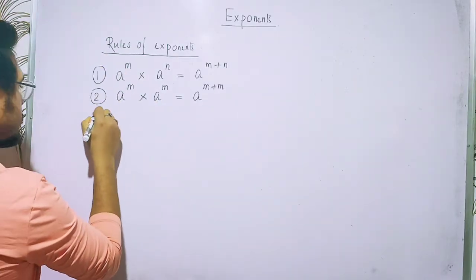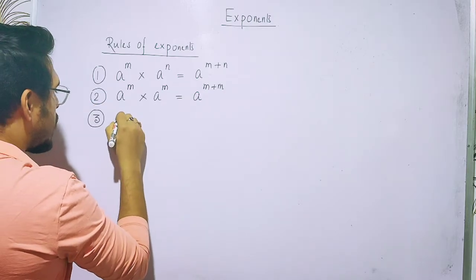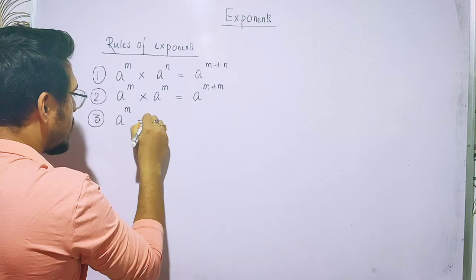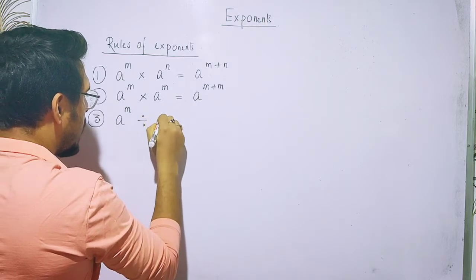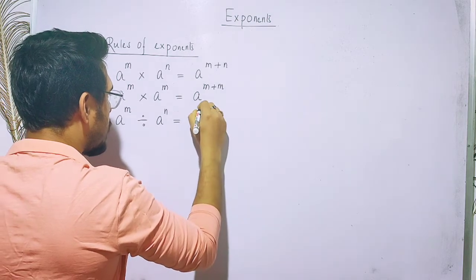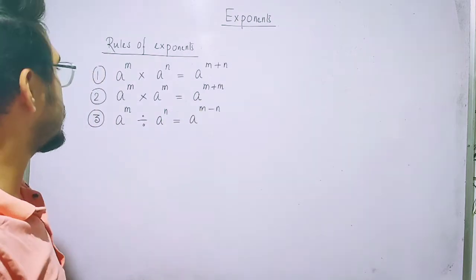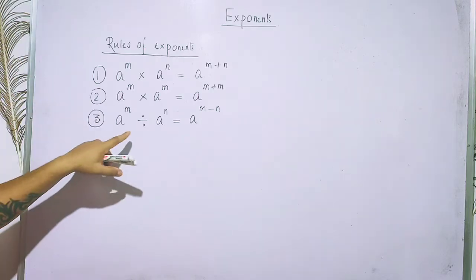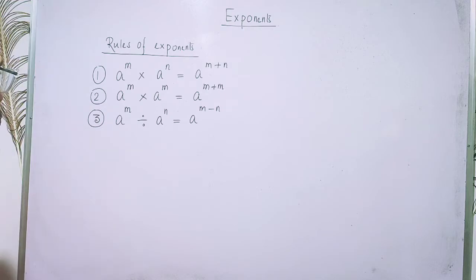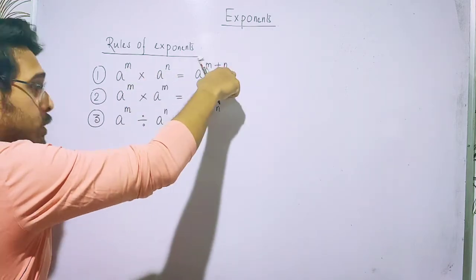Second, so let us get to number 3. Now instead of multiplication, if it is a to the power of m divided by a to the power of n, that can be written as a to the power of m minus n. Okay, this is the next rule. If it is a division, then you are subtracting the exponent. Okay, please remember one thing. If this is multiplication, then only you can add.